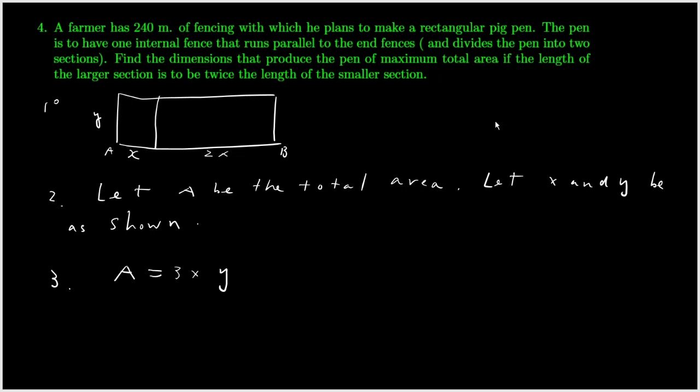And then what is the meaning of total fencing of 240 meters? The total fencing of 240 meters will give you another relation between the variables. How to interpret the meaning of 240 meters? It's the perimeter. I mean, how to write 240 in terms of x and y.